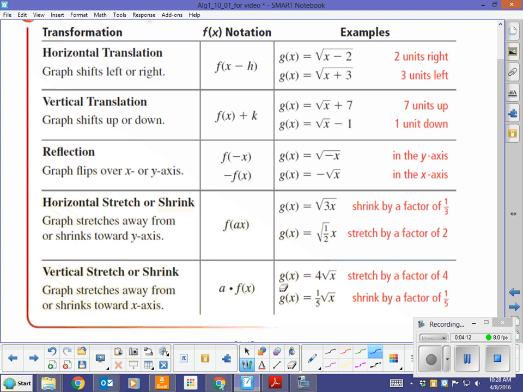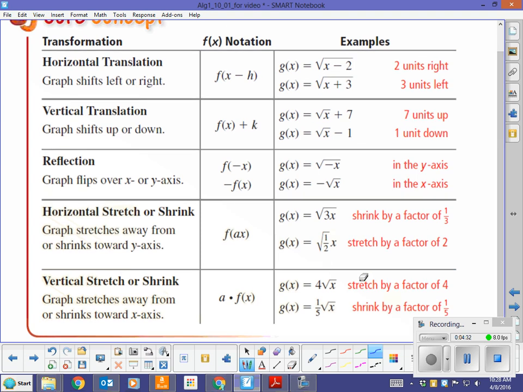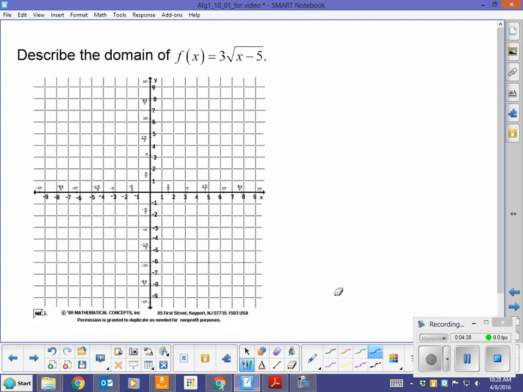That's the horizontal way, but mostly we're looking at vertical. Most of the examples we've seen in the past are vertical. So we take the output, and if we multiply by a number greater than 1, we get a stretch. If we multiply by a fraction, we get a shrink. We haven't done a lot of horizontal stretches or shrinks in the past, but here it is for you anyway. Those are all basically the same. Let's take a look at some example problems.